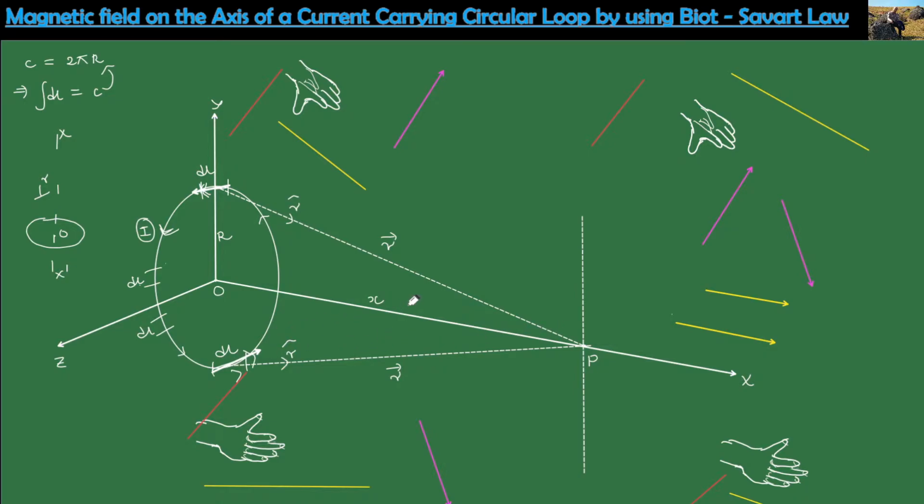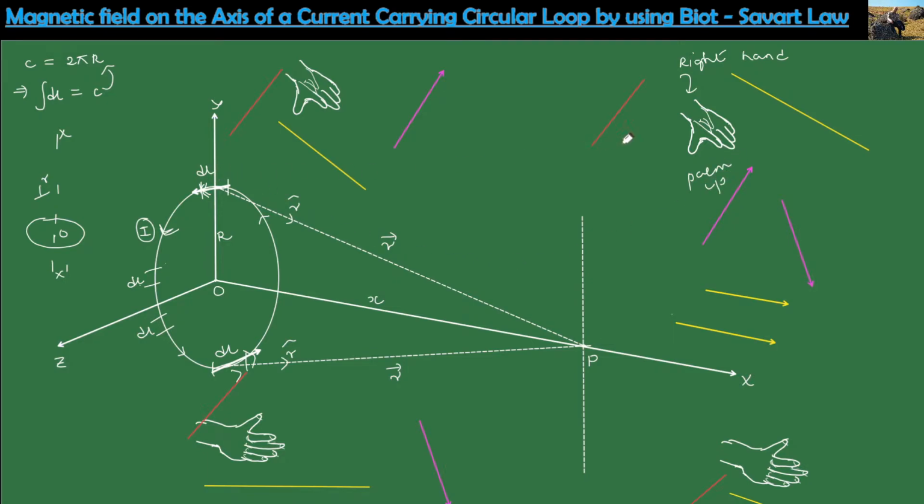Then from here you have to find the magnetic field at this point P. So how will you find it? We have to apply the right hand palm rule. You have to place your right hand in such a way that your palm is facing up.